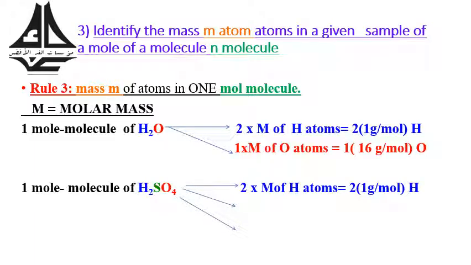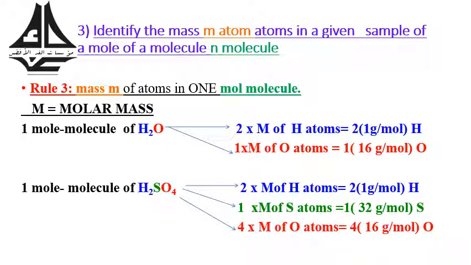1 mole molecule of H2SO4 as well has 2 times the molar mass of H atoms, okay? So the mass of H atoms in 1 mole molecule of H2SO4 is 2 times 1 gram per mole. And the mass of sulfur atom in 1 mole molecule of H2SO4 is 1 times the molar mass of sulfur, equals 1 into 32 gram per mole of sulfur. And the mass of O atom in 1 mole molecule of H2SO4 is given by 4 times the molar mass of each O atom, so 4 into 16 gram per mole.